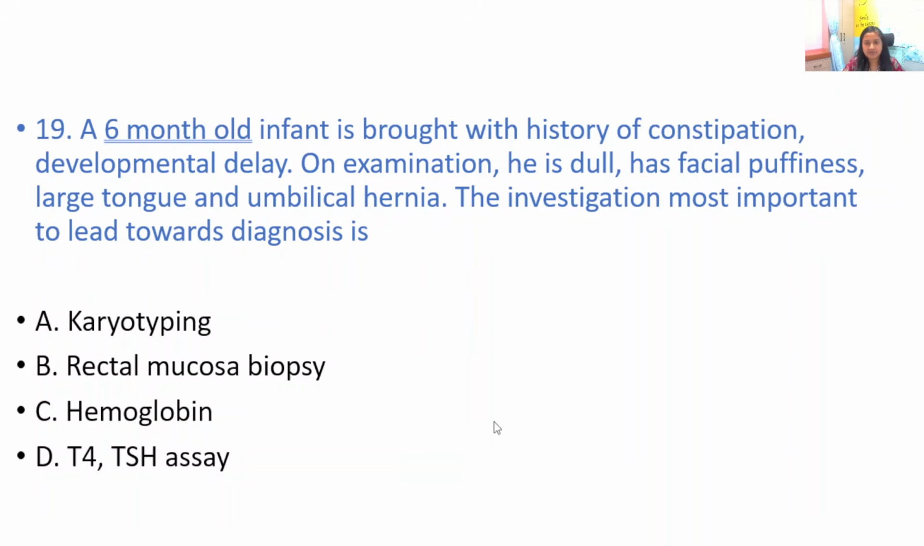A 6-month-old infant is brought with history of constipation, developmental delay. On examination, the infant is dull, has facial puffiness, large tongue and umbilical hernia. The investigation most important to lead towards diagnosis is. Now look at the options very carefully. Karyotyping, rectal mucosa biopsy, hemoglobin and T4 TSH assay.